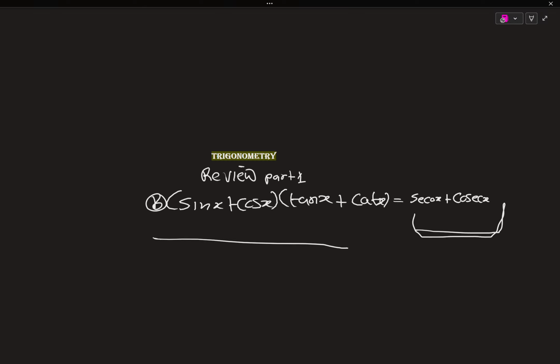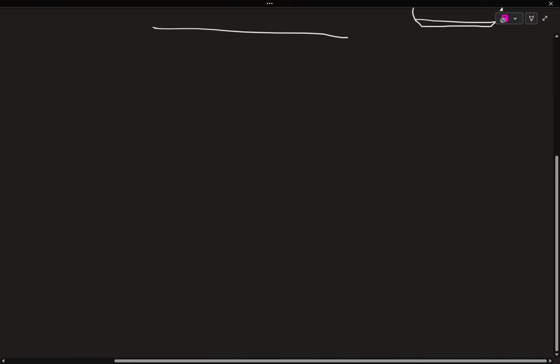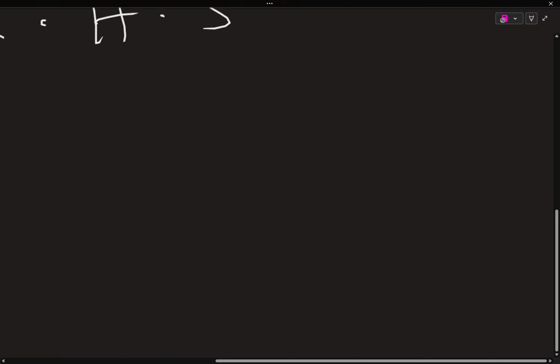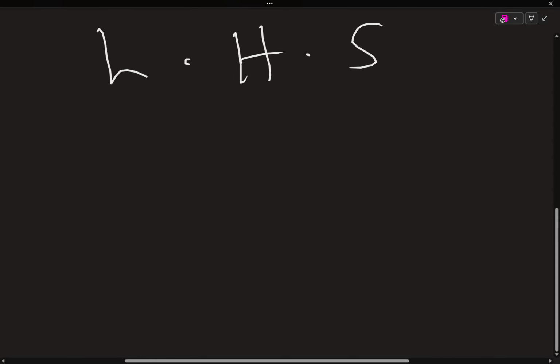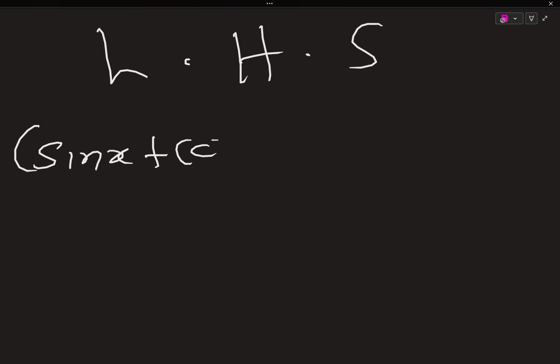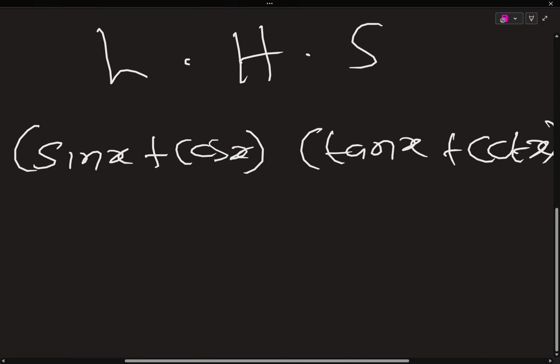So how do we prove this? This is a very simple example. As I said in my video, we always pick the one which looks complex. When you pick the simplest one, it will be hard for you to prove it. So I'll pick my left hand side. On my left hand side, I have (sin x plus cos x)(tan x plus cot x), right? This is what we have.